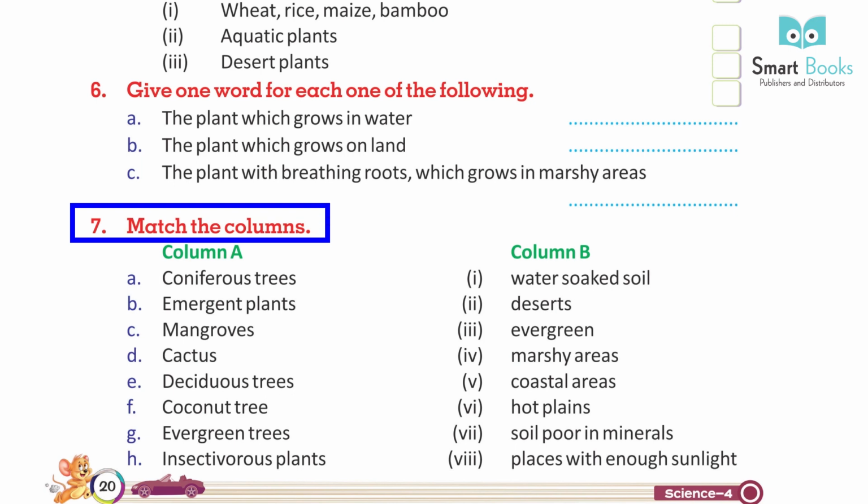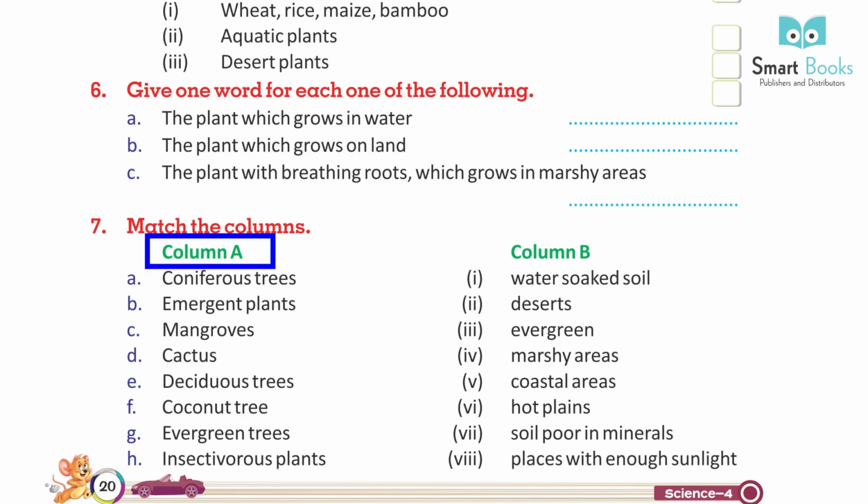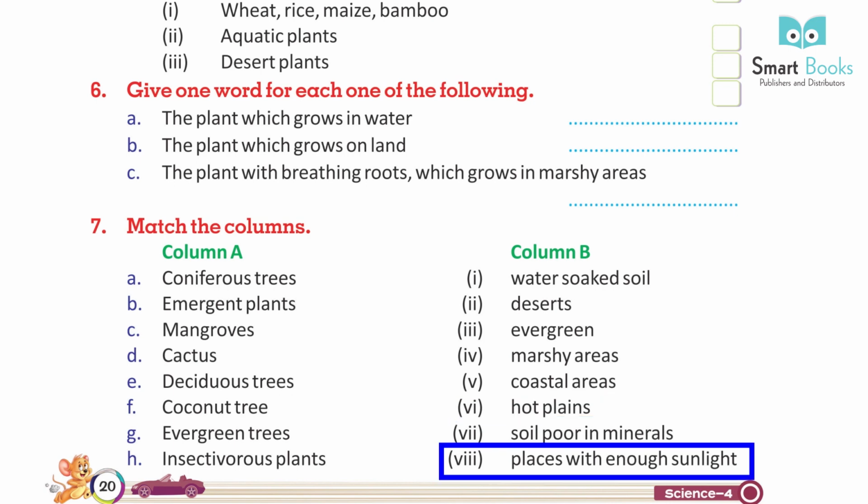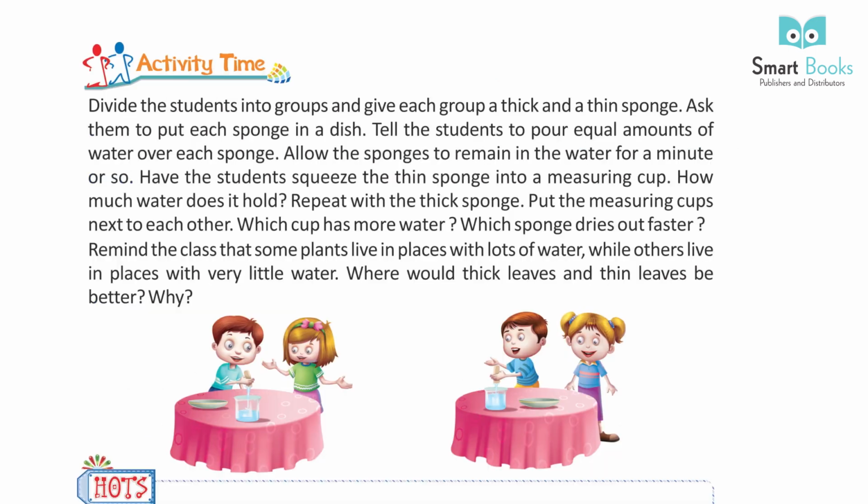7. Match the columns. Column A. A. Coniferous tree. B. Insectivorous plants. C. Mangroves. D. Cactus. E. Deciduous trees. F. Coconut tree. G. Evergreen trees. H. Insectivorous plants. Column B. 1. Water-soaked soil. 2. Desert. 3. Evergreen. 4. Marshy areas. 5. Coastal areas. 6. Hot plains. 7. Soil poor in minerals. 8. Places with enough sunlight.